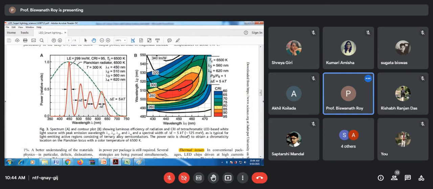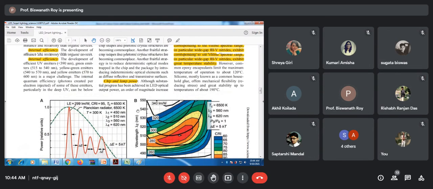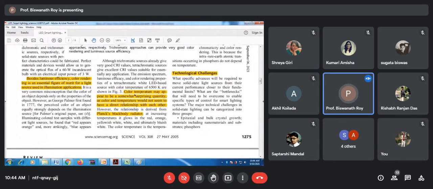What is this saying? Spectrum A and contour plot B showing luminous efficacy radiation, CRI, right? Okay, is this part fine? Do you have any questions? No sir. Okay, please continue.